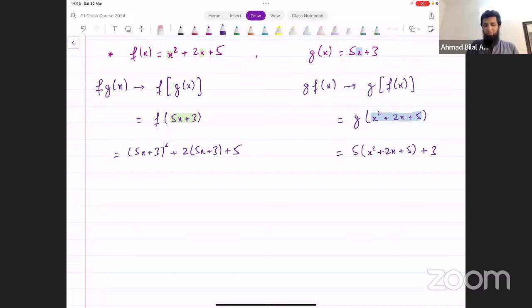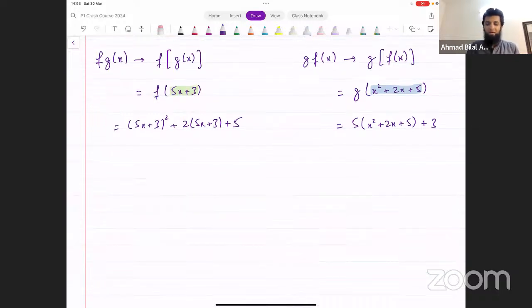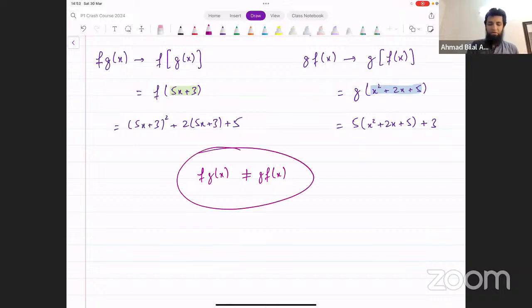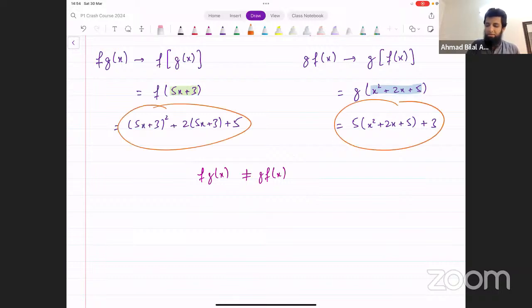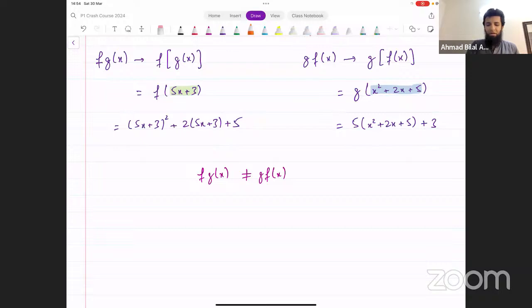Now, you can see here, if it's not very clear, you could try simplifying it as well to understand that fg of x is not the same as gf of x. All right, they're not the same. So fg of x means you're inputting g inside f. Gf of x means you're inputting f inside g. These are different functions. You could try simplifying this and this to understand the end results are going to be different. If you just evaluate the square term, you have 5x whole squared. The first one would have 25x squared, and the second one would just have 5x squared. So it's clear that they cannot be identical.